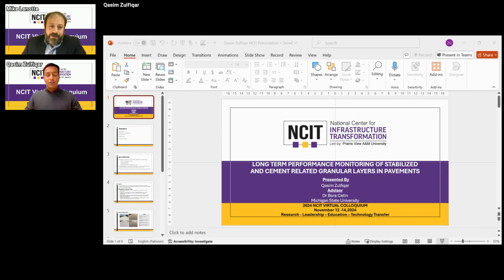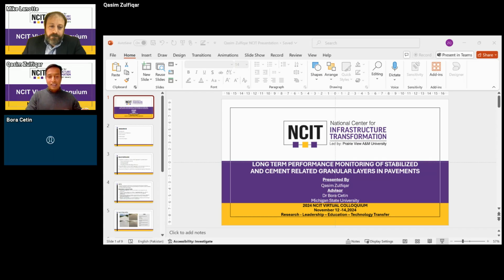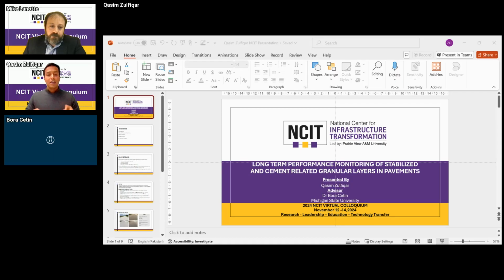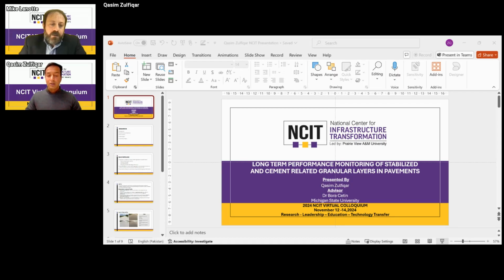Now, these materials and these aggregates and these stabilizing agents are being used in the pavement network. What we have seen is that people carry out their long-term performance analysis using accelerated aging in the labs.